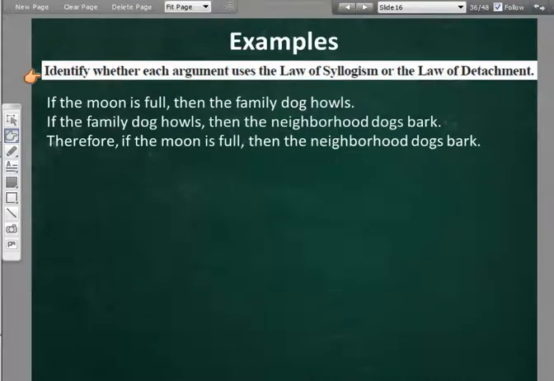Identify whether each argument uses the law of syllogism or the law of detachment. So we're going to get down to the nitty-gritty here and do some examples, which is really going to help us understand this a little more.